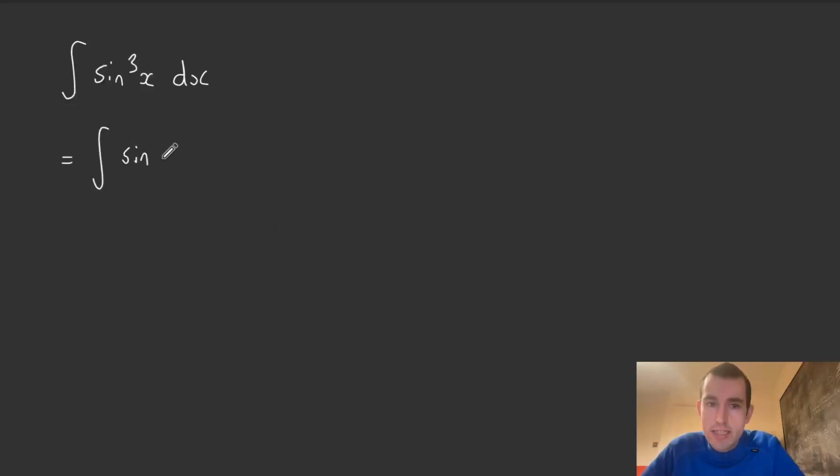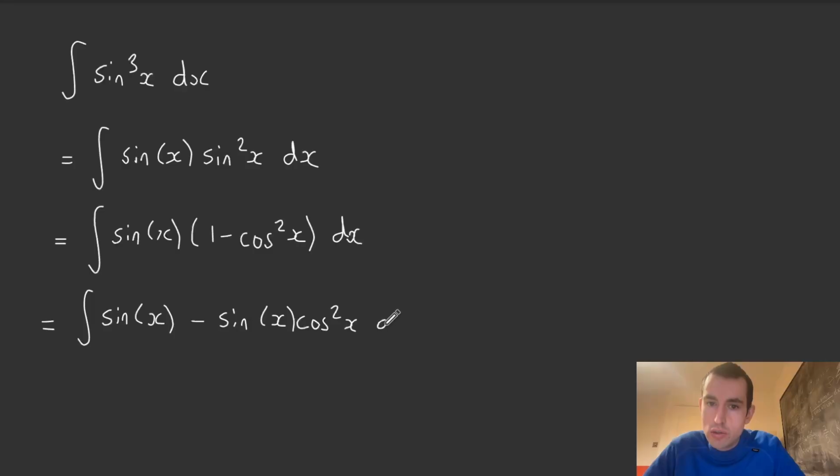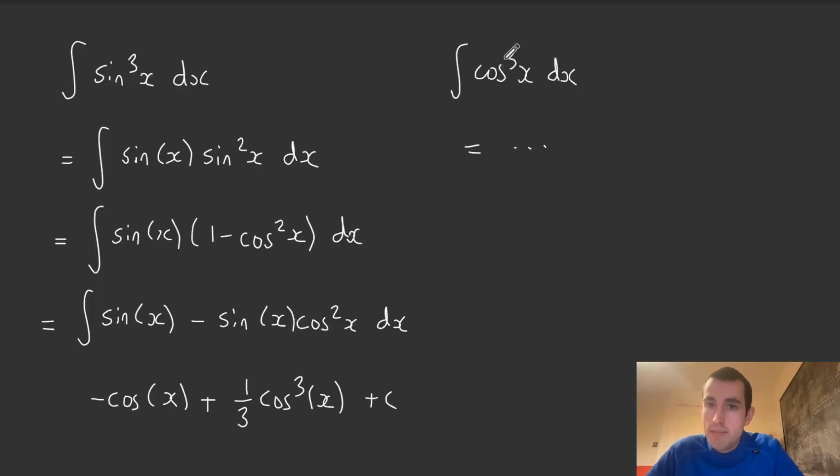If you can rewrite this as sine x times sine squared x, okay, it feels like we've not done much. But then we can turn this into sine x times 1 minus cos squared x. And this is really quite helpful for us. If we expand these brackets, this would be sine x minus sine x cos squared x. The integral of sine is minus cos. And then this second part of the integral will be 1/3 cos cubed x, like we saw before, plus c. The same idea will work for cos cubed of x. Try it out and see what you get.